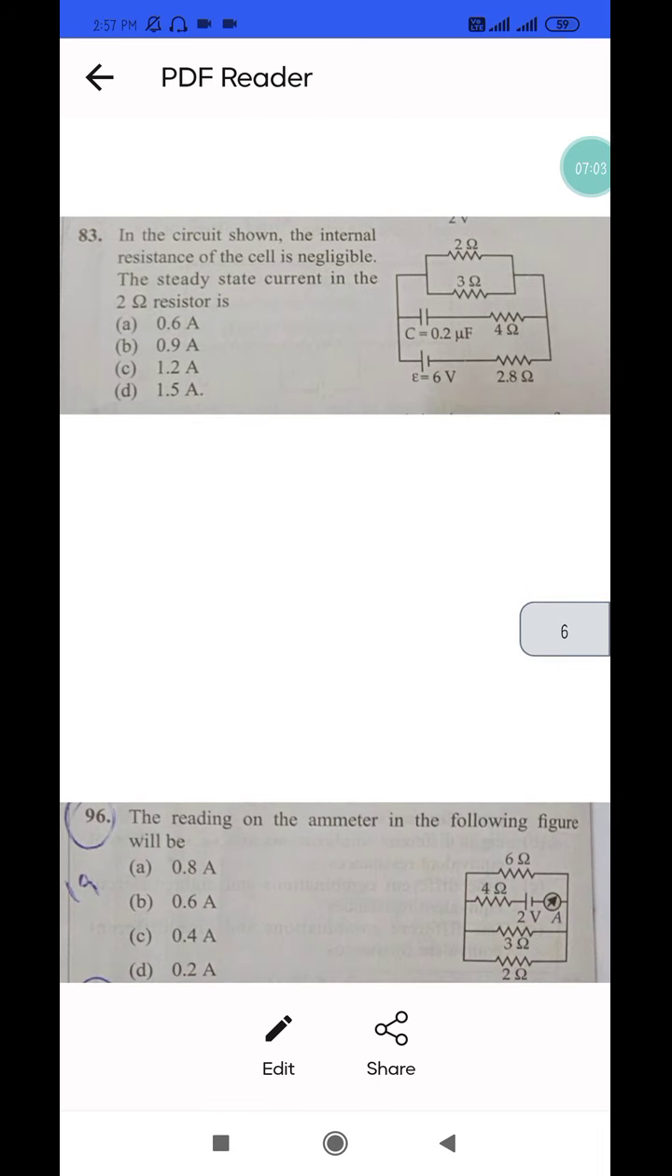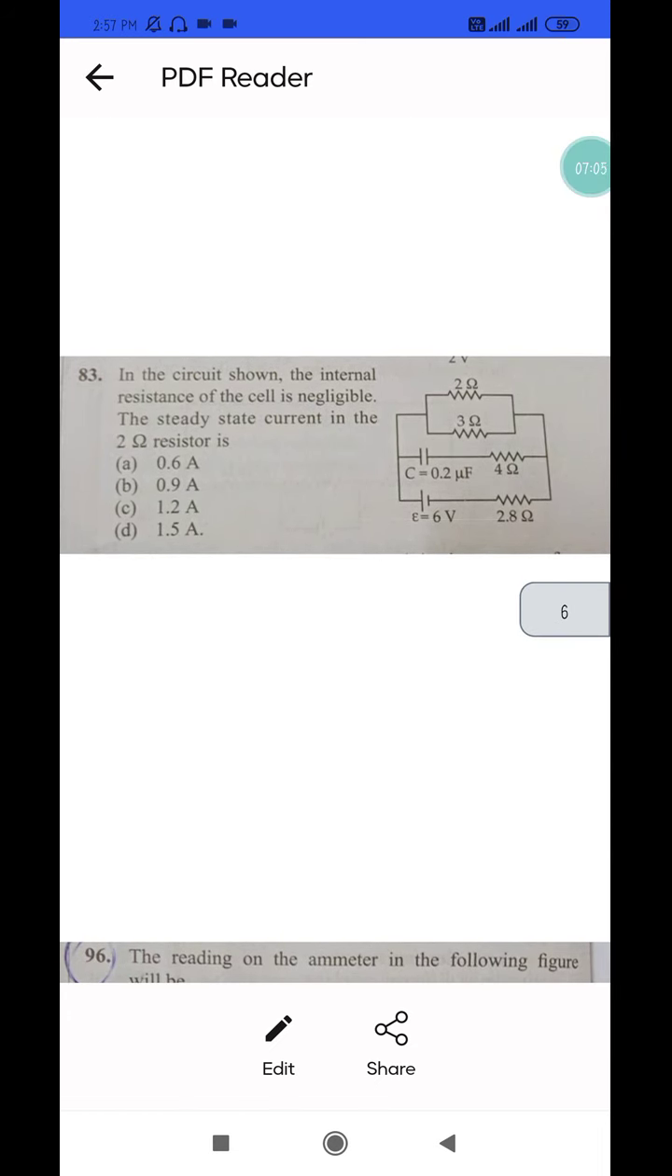So moving on to the next problem. Here we have a problem. In the circuit shown in the figure, the internal resistance is negligible. We have to find the steady current in the 2 ohm resistance.